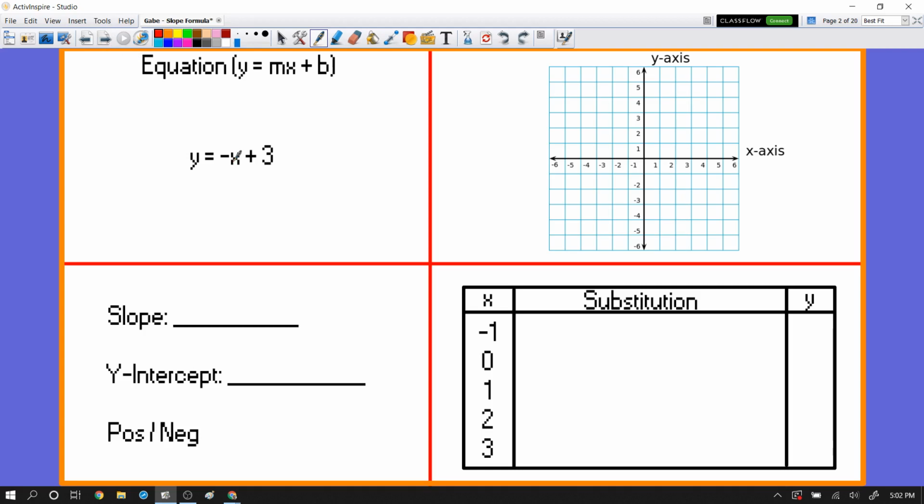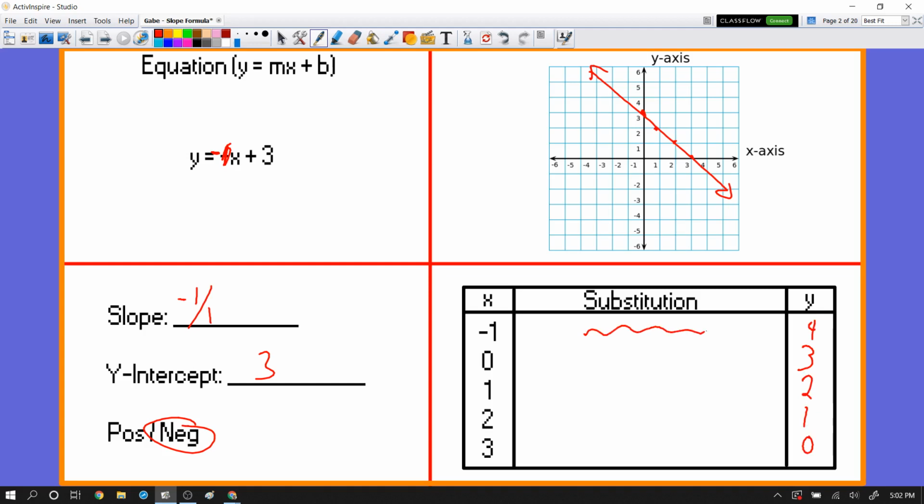So anytime there's not a number in front of the variable, there's going to be a number called a coefficient, and it's always going to be a 1. So we got negative 1 over 1. Positive 3, it's a negative 1. Okay, so that's what that would look like. And we should see a decrease by 1. So we have 0, 3, that's our y-intercept, and decreasing by 1.